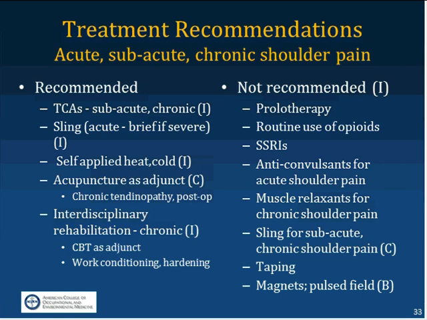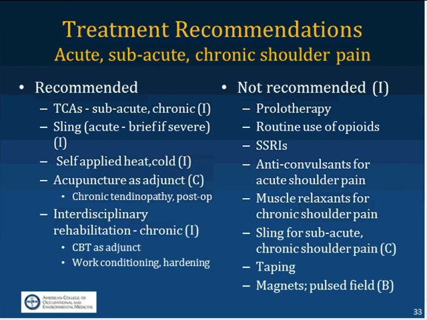And there's a pretty strong recommendation, although it's consensus, for using CBT as an adjunct to deal with fear avoidance and so on. Work conditioning and work hardening are a subset of these programs. There's no recommendation, again because of no evidence, for prolotherapy, routine use of opioids, and pay attention to that, because there's really no justification for that in shoulder pain.